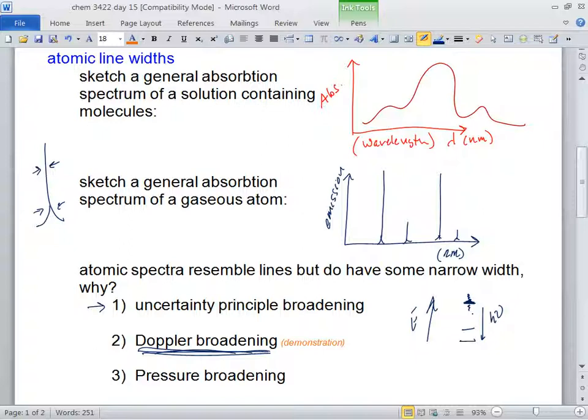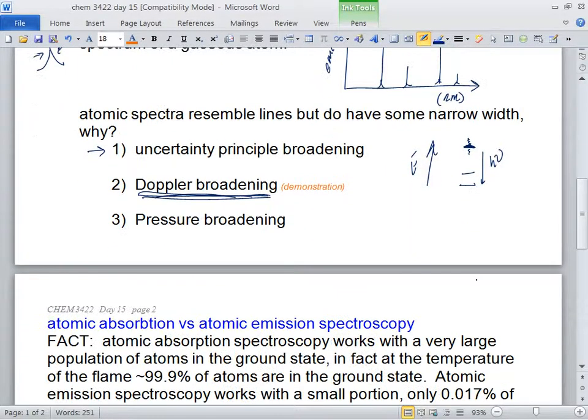Doppler broadening: the frequency depends on whether the emitter is going towards you or away from you. Or if it's absorbing, it depends on whether the absorber is going towards or away from the incoming light. And then there's pressure broadening. The problem is you've got this lamp, and these atoms hit each other. If they hit each other, they end up changing their energy levels a little bit. They call that pressure broadening. They could also have self-absorption, where one emitter absorbs the light emitted from another atom. So having high pressure in those lamps is not a good thing either. That'll mess up and make the lines wider.